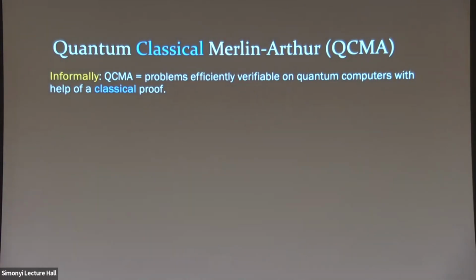Let me talk about the second class, QCMA. It's a mouthful, but this is quantum classical Merlin-Arthur. What does the classical refer to? It's the exact same thing. Merlin is providing Arthur a proof, but the proof has to be a classical string. It's no longer a quantum state.